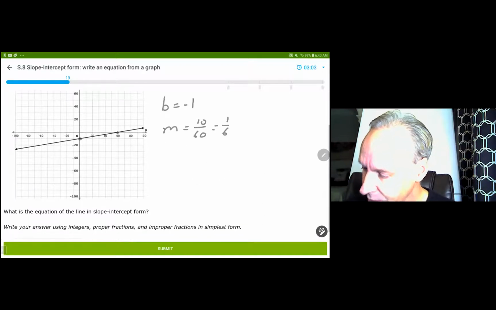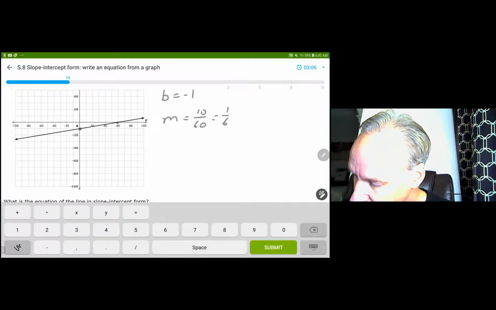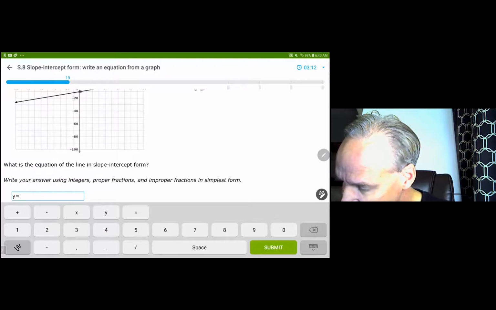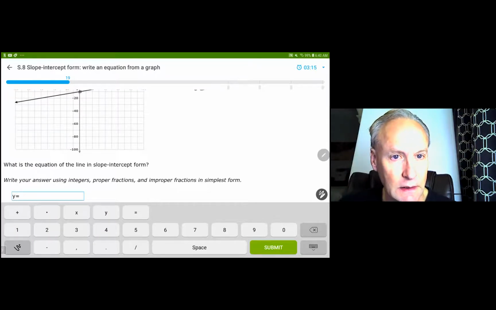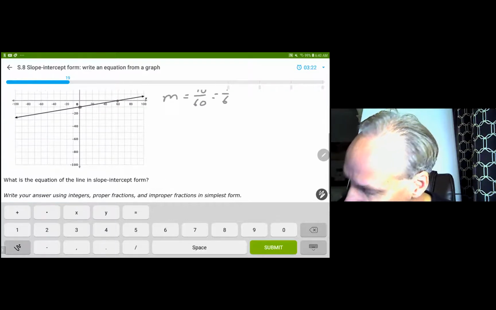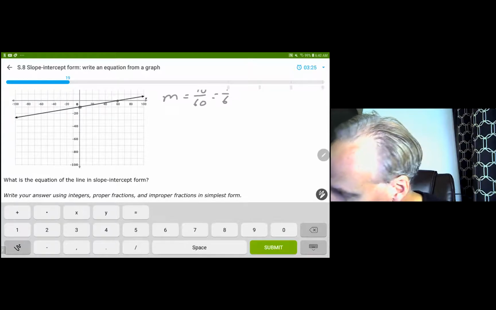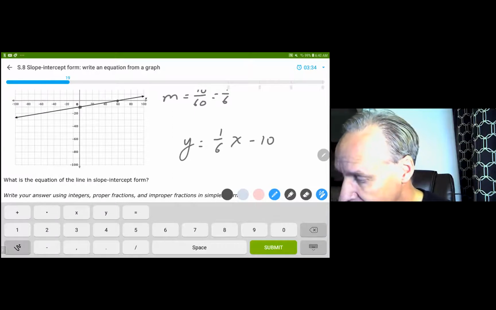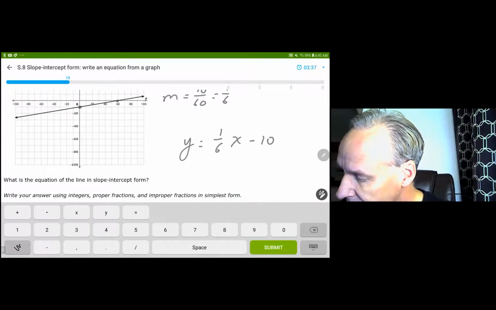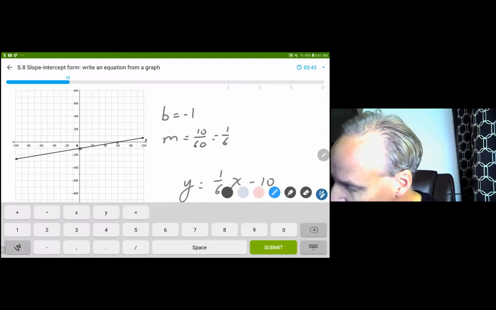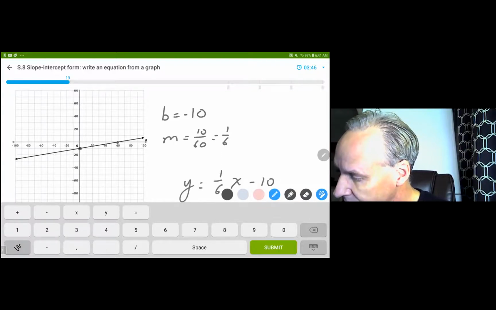So we'll move it up here. Let's see if I have enough room yet. So y equals 1/6. I don't see a fraction bar. That's interesting. This is my equation. I'm going to write my equation real quick here. So y is equal to 1/6 x, and it looks like it's -10, not -1. Got to be careful with that. It wasn't -1, it was -10, as you can see from the graph. Got to be pretty careful with your units there.